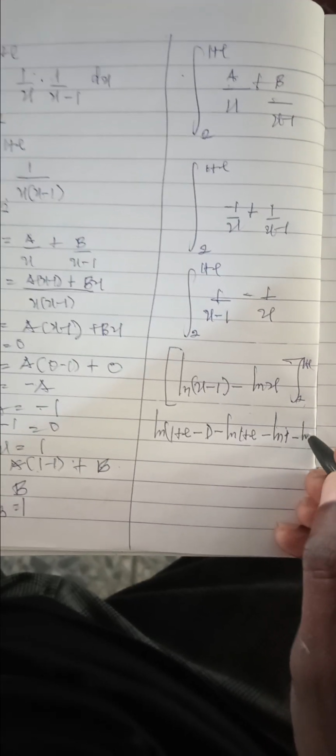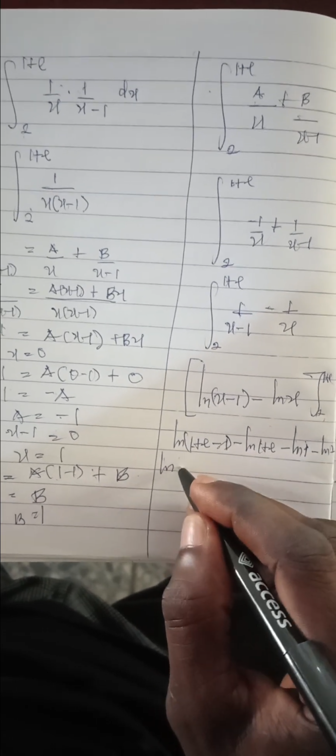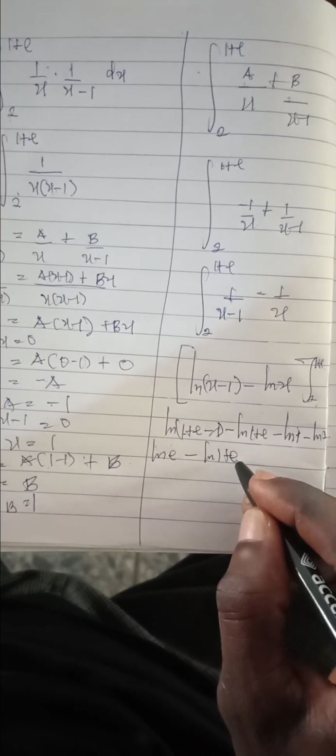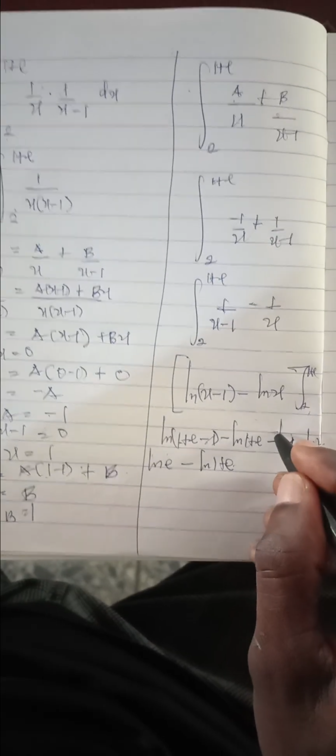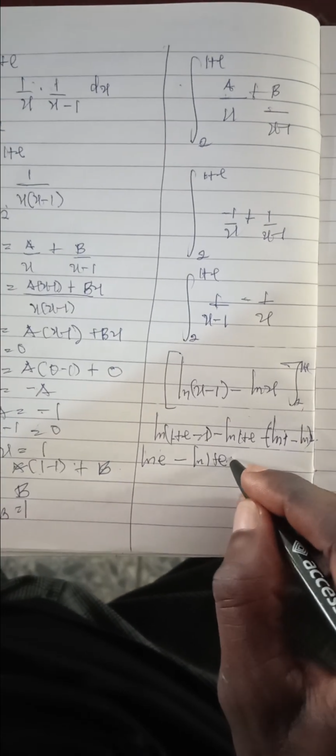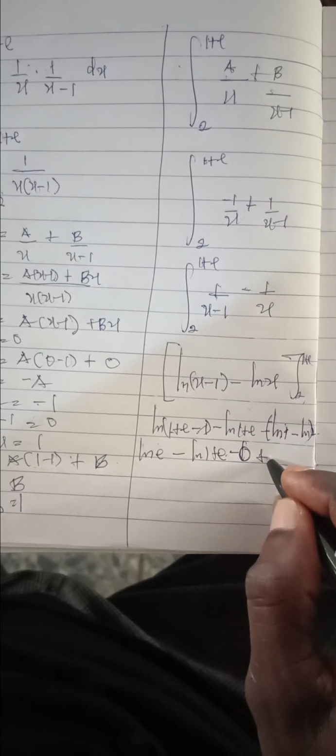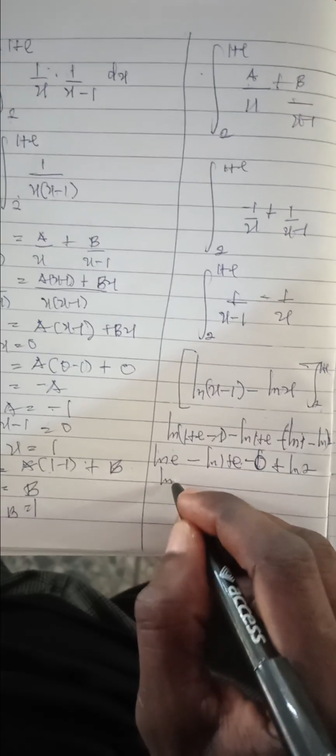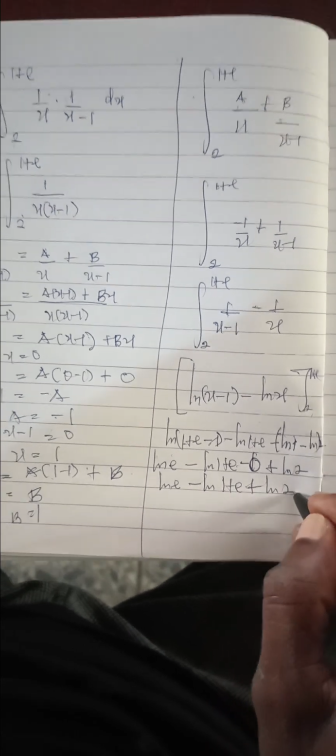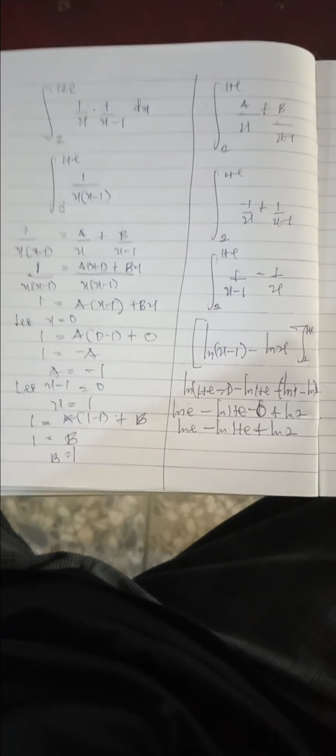Then minus ln 2. So here we cancel out 1, remaining ln e, then minus ln of 1 plus e. ln 1 is equal to 0, so don't forget that the minus we have here, we multiply through these internal factors. So we now have minus 0 and plus ln 2. So we now have ln e minus ln of 1 plus e plus ln 2. So that is the final answer. Thank you very much for listening to this. You can look at it very well.